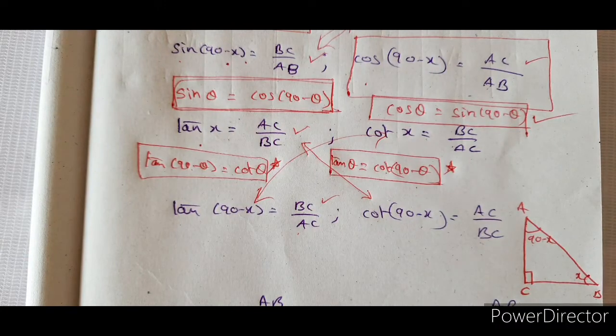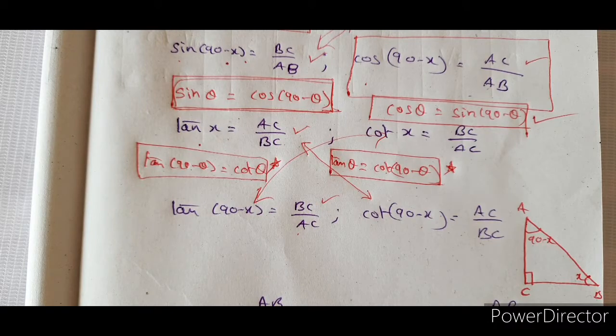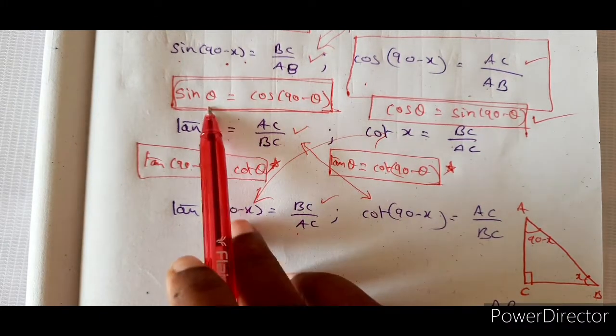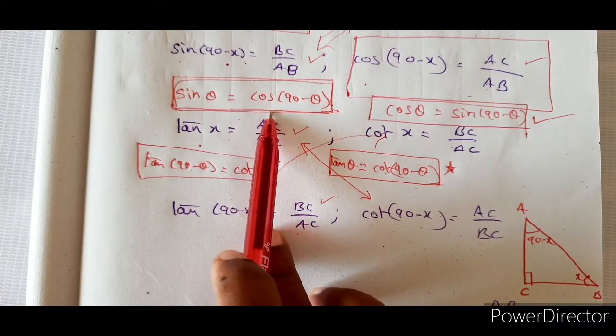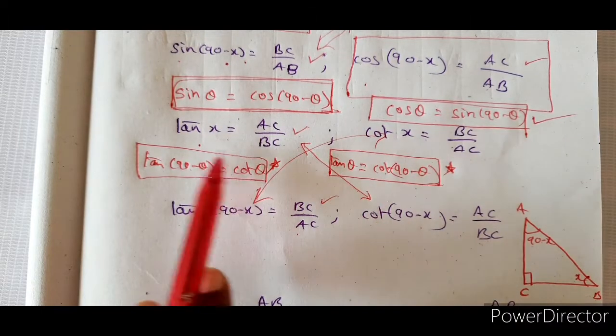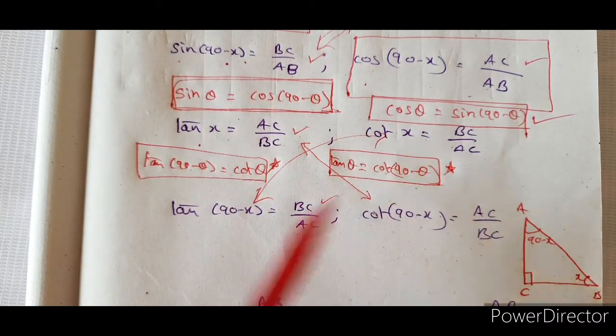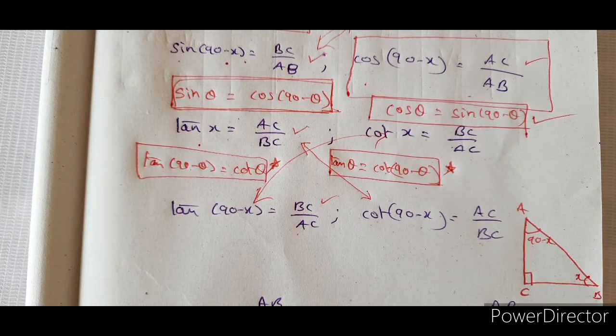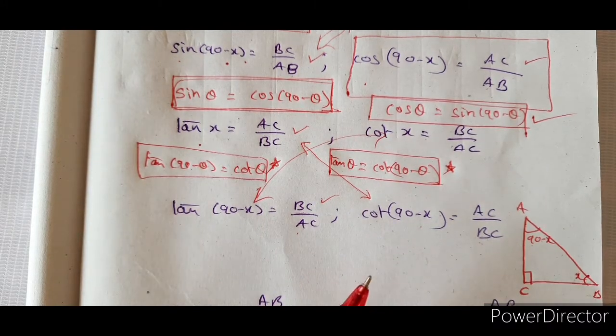Right. So now what do we conclude? Sin theta is equal to cos of 90 minus theta. Cos theta is equal to sin of 90 minus theta. Tan theta is equal to cot of 90 minus theta. Cot theta is equal to tan of 90 minus theta. Now that means you know how to express one in the form of the other one. Sin in terms of cos, cos in terms of sin, tan in terms of cot, cot in terms of tan. Clear? Right. Now let us see for the next things.